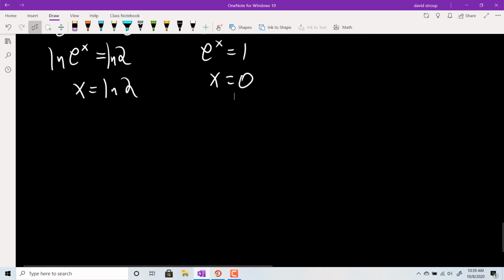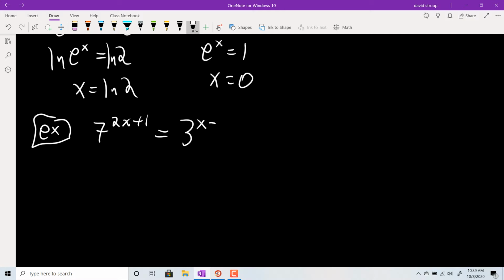Okay. The next one, I always put a version of this on my tests. Okay, so you need to be able to master this. So it's a really good practice problem for doing algebra. Okay, so what do I do? I'm going to take the natural log on both sides.